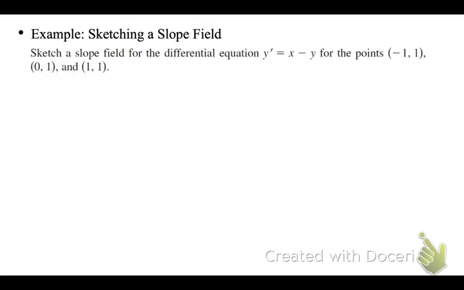So it says sketch the slope field of the differential equation y prime equals x minus y for the points (-1, 1), (0, 1), (1, 1). So the first thing we do is make a chart.